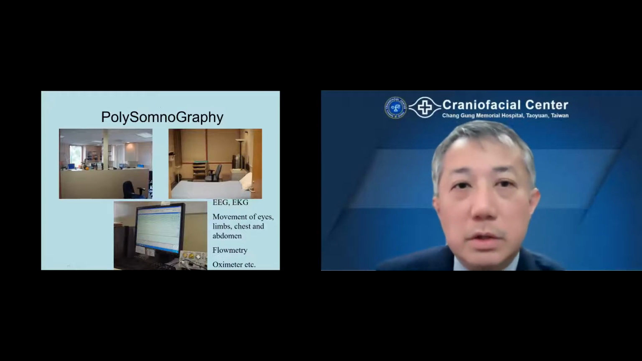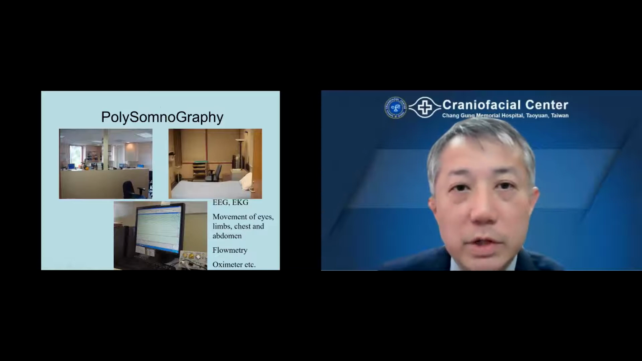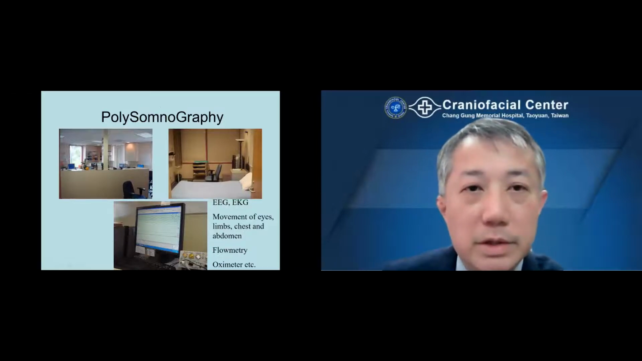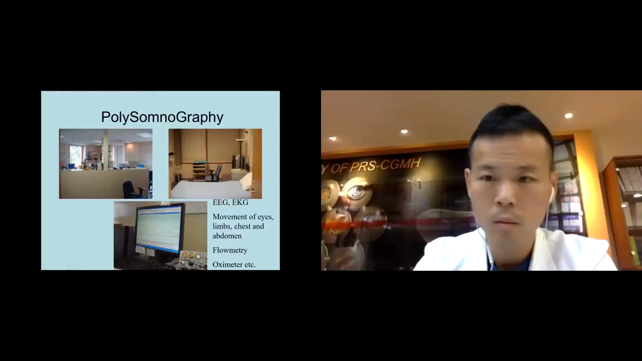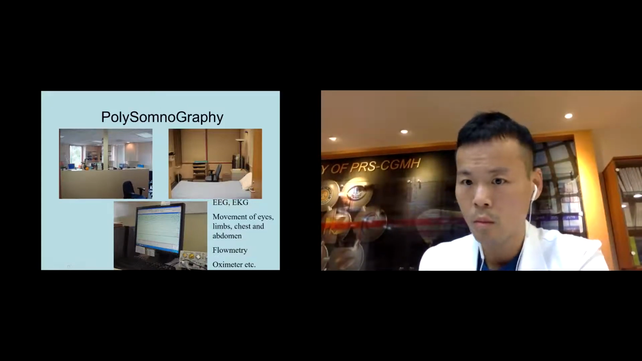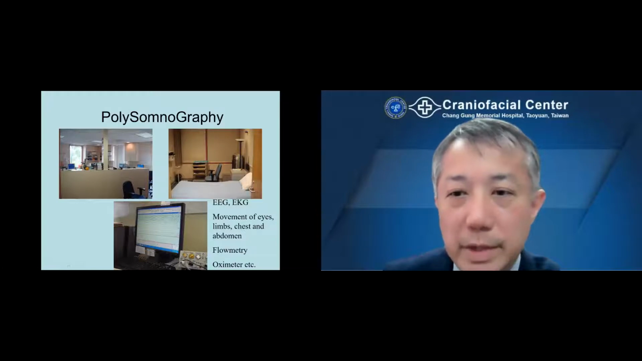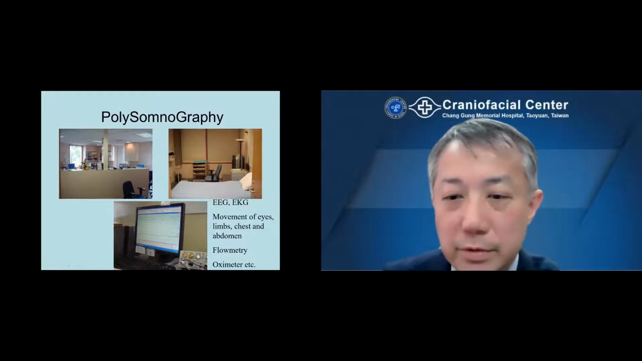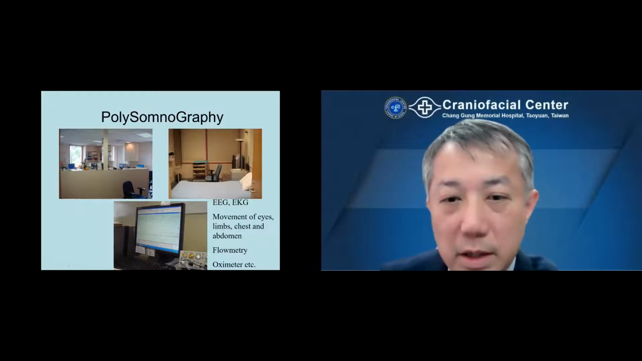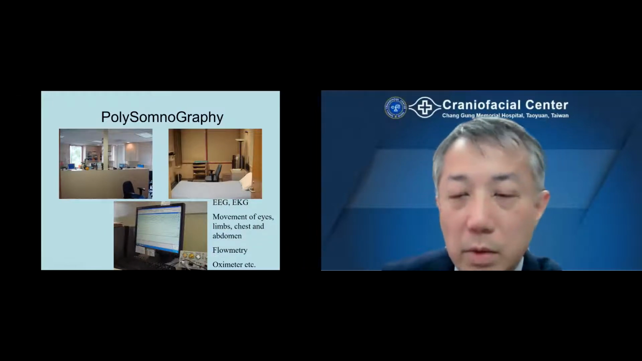And the standard evaluation for how we sleep is using the polysomnography. Using this polysomnography, we can see the brain waves, the heartbeat, and the eye movement, the chest and abdomen movement, and our flowmetry from our nasal and from our oral breathing. And the other thing is the oximeter. Basically, the oximeter shows us the oxygen saturation when we go to sleep.